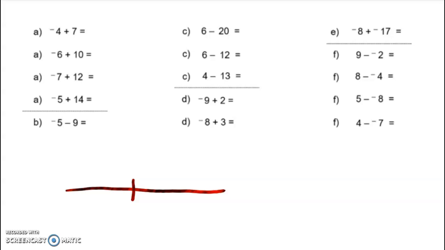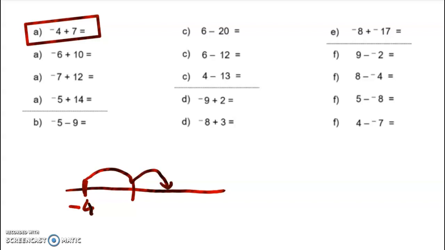Okay, so if we're starting with this one here, -4 plus 7, I start at -4 and I'm going up 7. So I'm going to bounce in 2, up 4, and then up 3. -4 plus 7 will get me to 3.